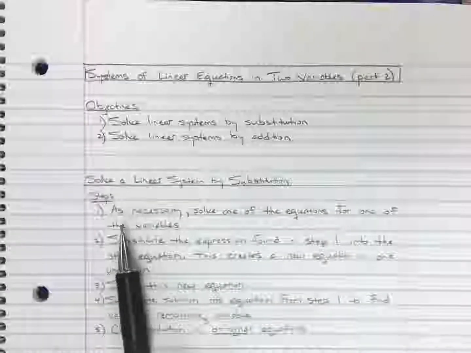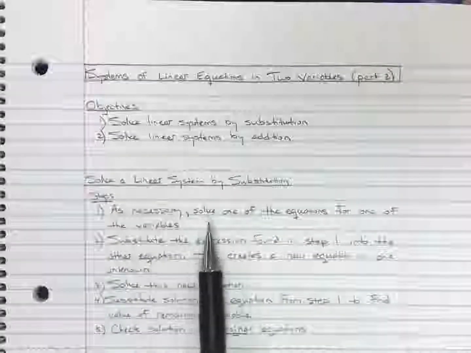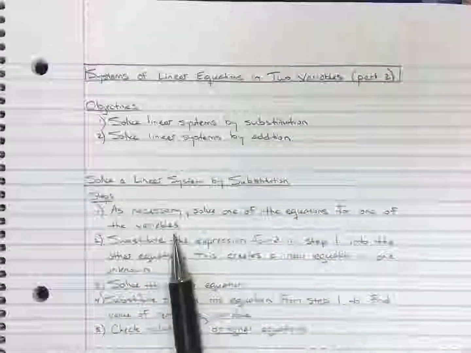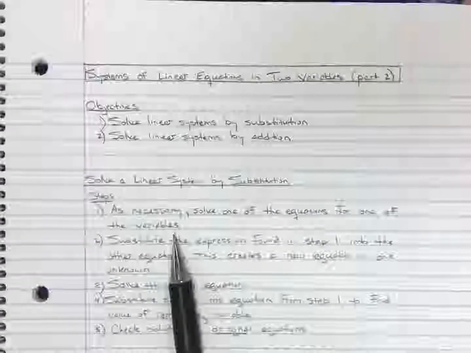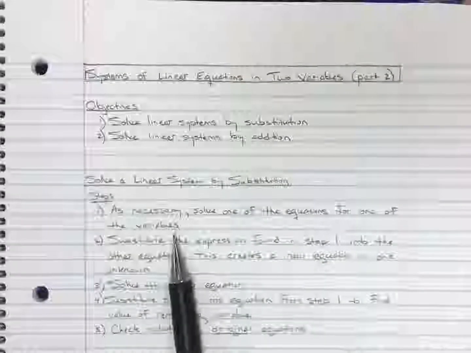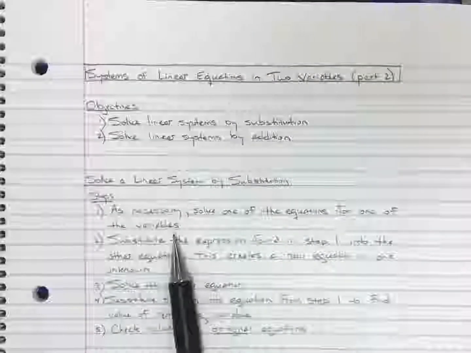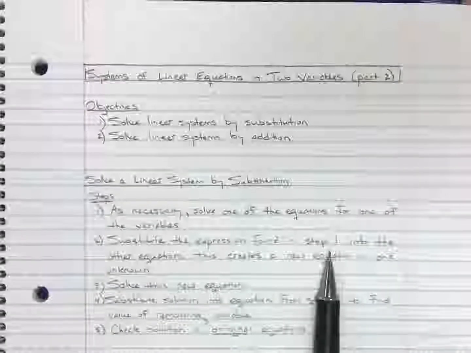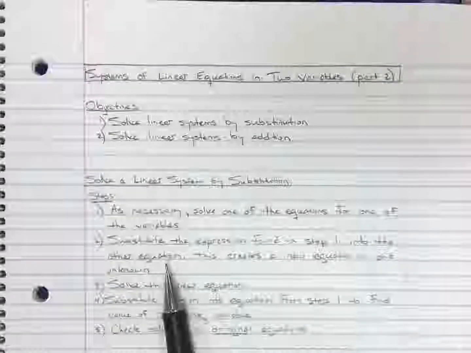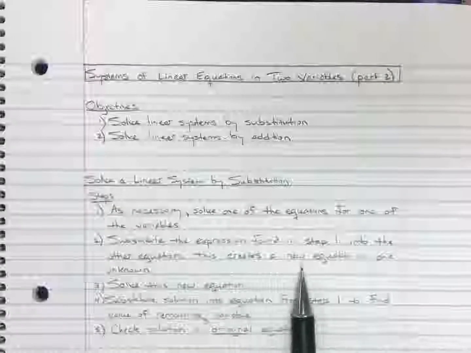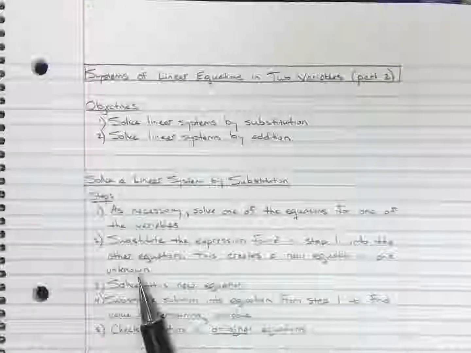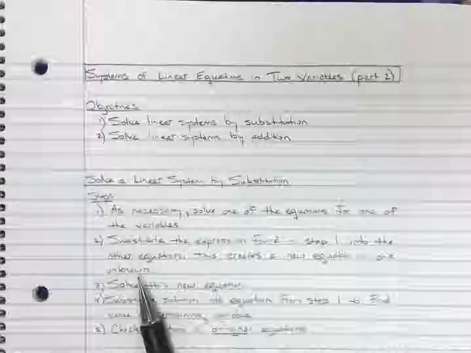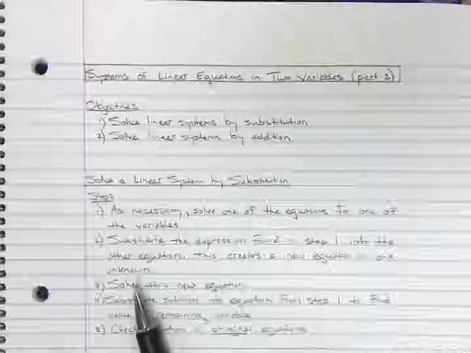So our steps, as necessary: step one, solve one of the equations for one of the variables. Whichever is easiest, whichever avoids fractions, for example, you want to solve for that variable. Step two, substitute the expression you found in step one into the other equation. This will create a new equation in one unknown. And as you know, you can solve one equation in one unknown using our fairly basic algebra.